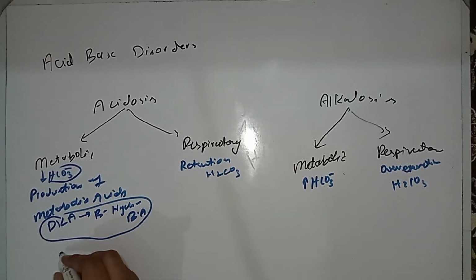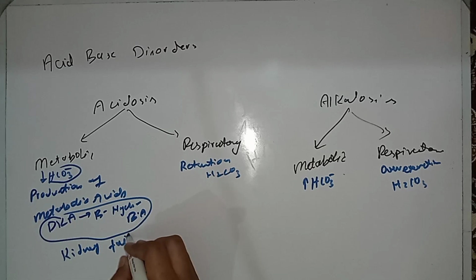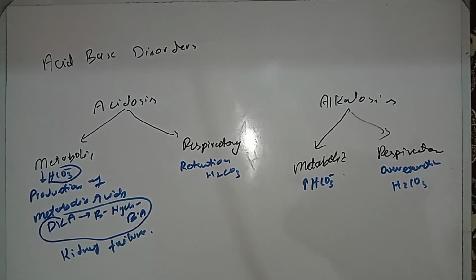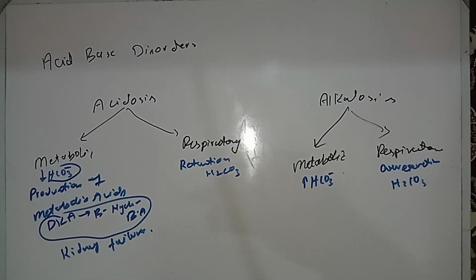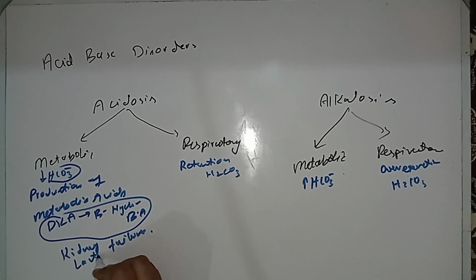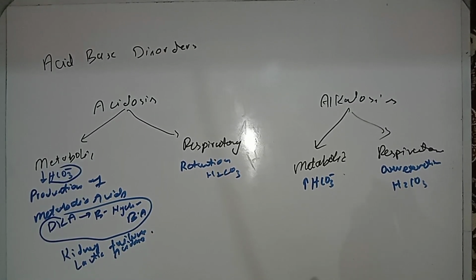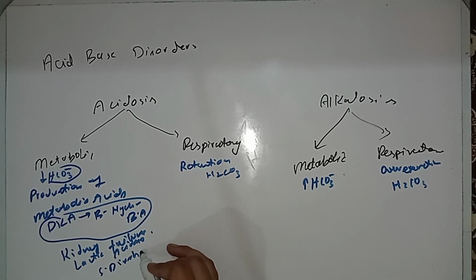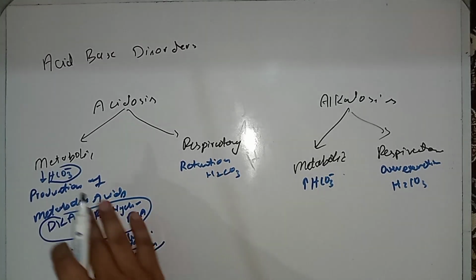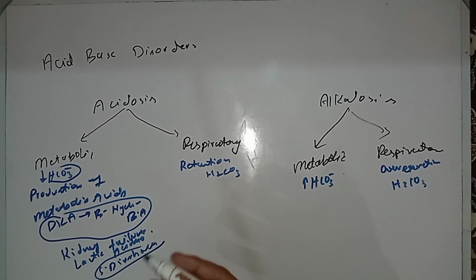Moreover, kidney failure can also cause metabolic acidosis, because renal mechanisms are impaired and there is decrease in bicarbonate because bicarbonate is not reabsorbed. Lactic acidosis due to production of lactic acid can also cause metabolic acidosis. And severe diarrhea can also cause metabolic acidosis due to loss of bicarbonate ions.